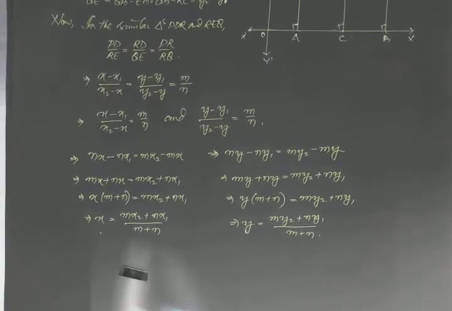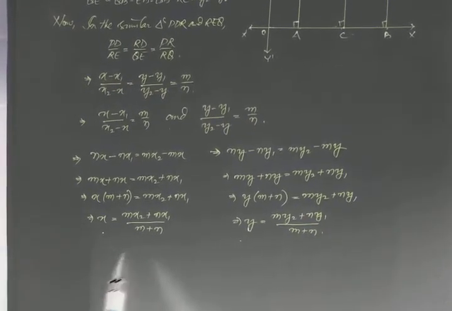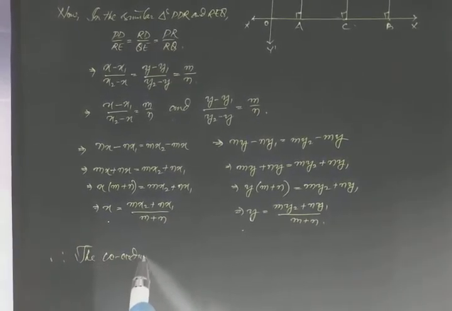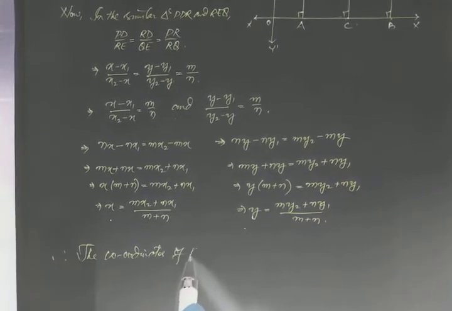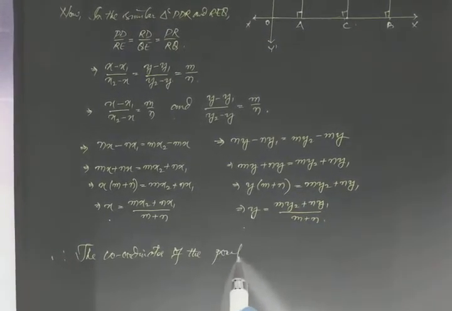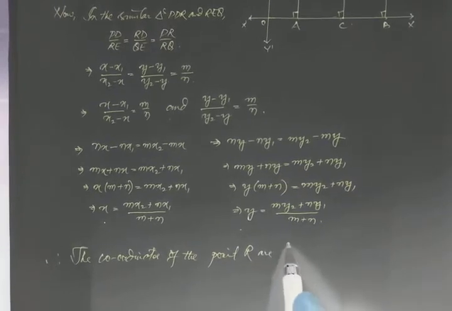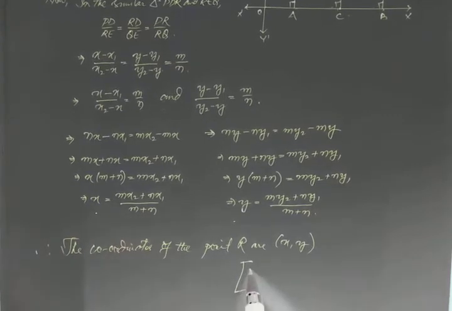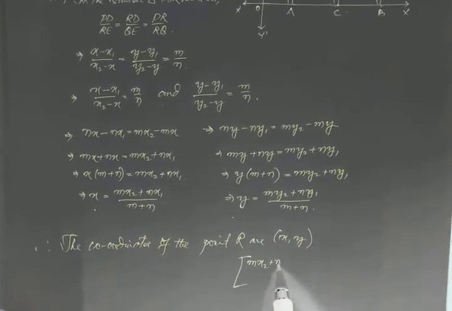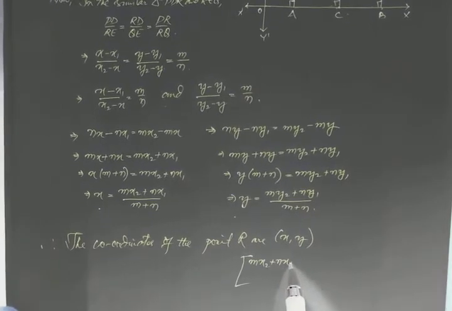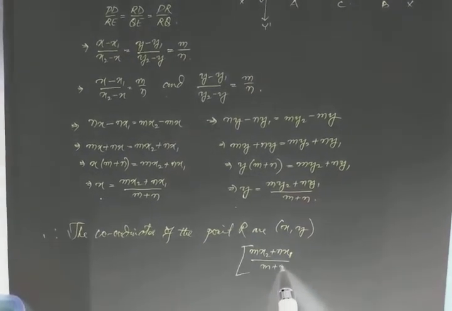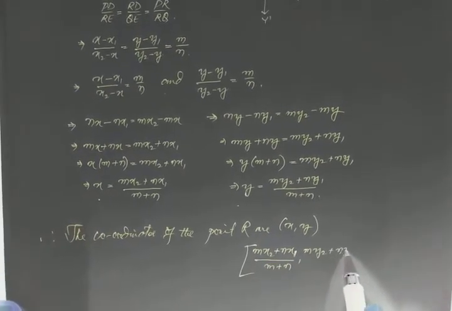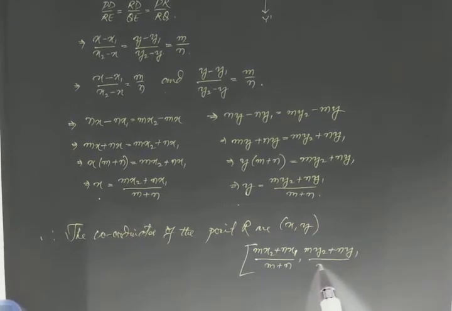Now that we got the value of x and y, which are the coordinates, therefore the coordinates of the point R, which is (x, y), replacing the value of x as (mx2 plus nx1) divided by (m plus n), and now replacing the value of y, (my2 plus ny1) divided by (m plus n).